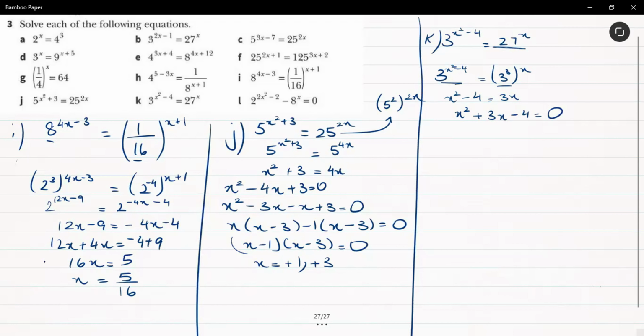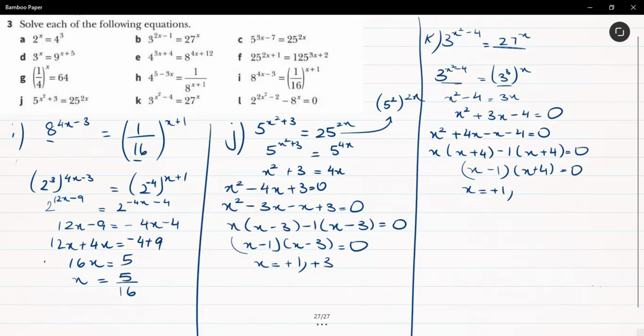Again, this is a quadratic equation. Take out the factors of 4. The factors of 4 are 2 and 2. In fact, we'll take it as 4 and 1. So x squared plus 4x minus x minus 4 is equal to 0. So x as the common, x plus 4, minus 1 as the common, x plus 4 is equal to 0. x minus 1, x plus 4 is equal to 0. So x is equal to positive 1 and x is equal to negative 4. These are the two values for x for part K.